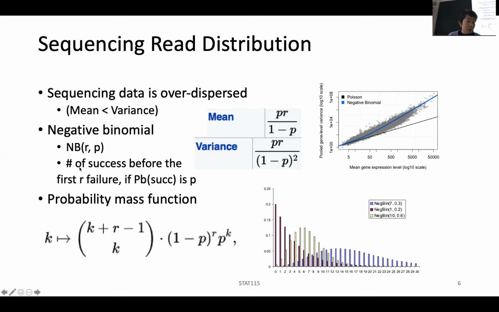So the strict definition of negative binomial distribution is the number of successes before the first R failures, if the probability of success is P. And if you observe X number of successes, what is this probability? There are some standard equations you can get to this. And this is an example of some of these negative binomial distributions with different R and Ps.